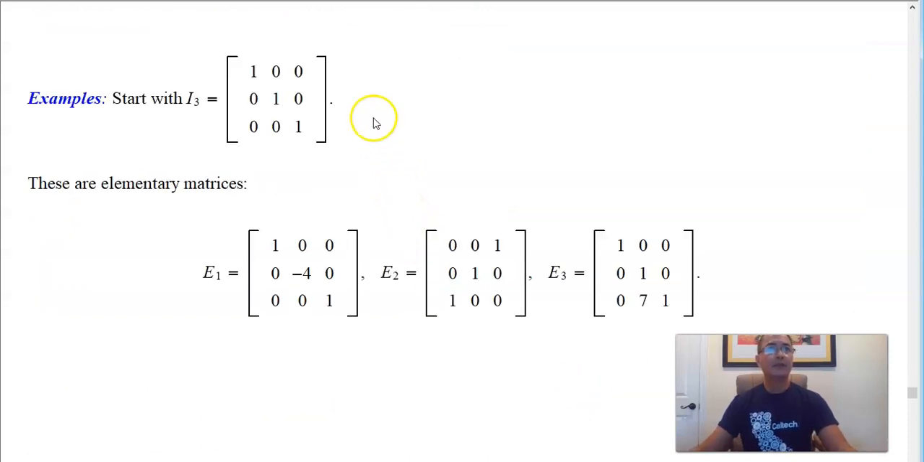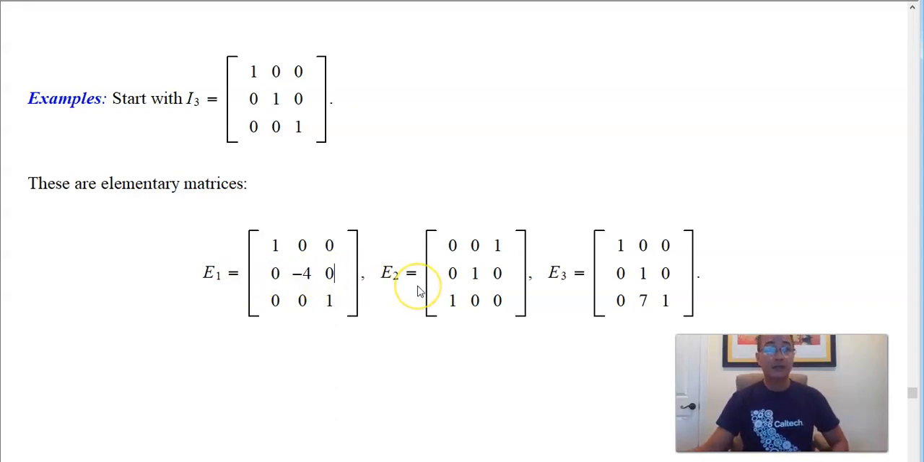We will start with the 3 by 3 identity matrix, and let's create these three elementary matrices. I have a -4 here. So that's 1 turned into -4. What did we do? We multiplied row 2 of the identity by -4, and we get row 2 of this elementary matrix.